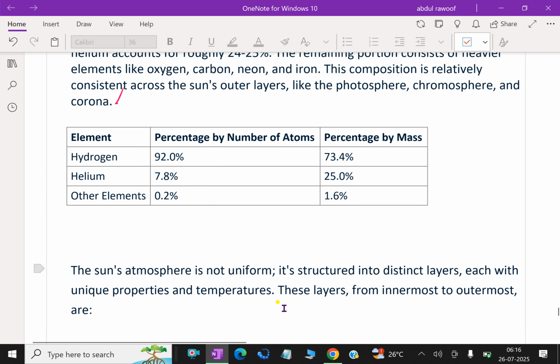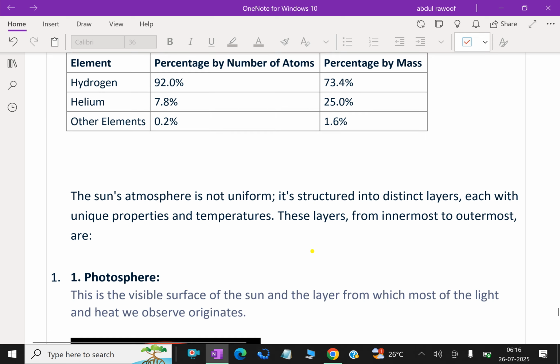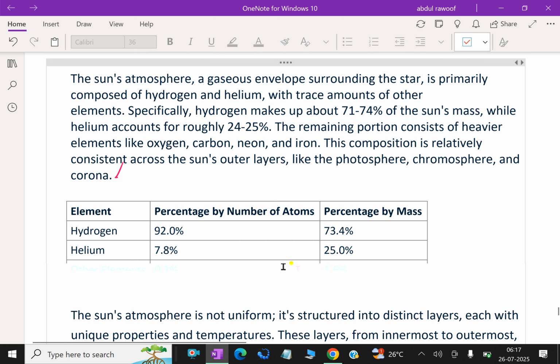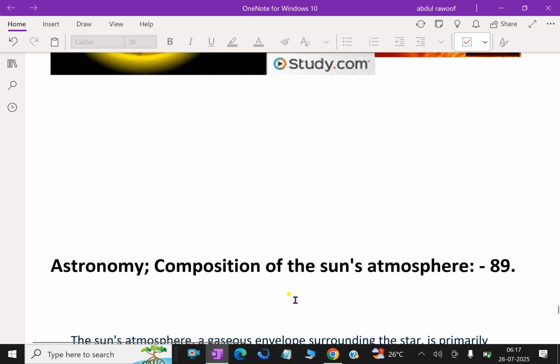The sun's atmosphere is not uniform. It's structured into distinct layers, each with unique properties. These layers from innermost to outermost are the photosphere, chromosphere, and corona. We will discuss this in the next videos. Now we'll stop here. So far we discussed a little about the composition of the sun's atmosphere.